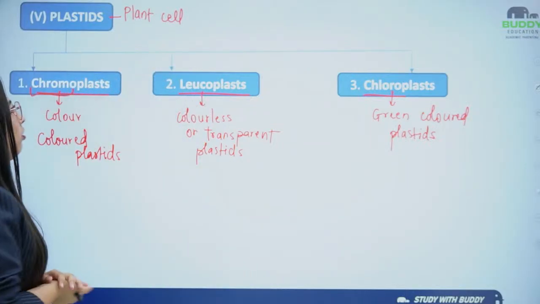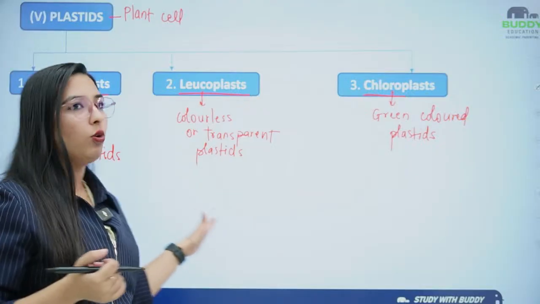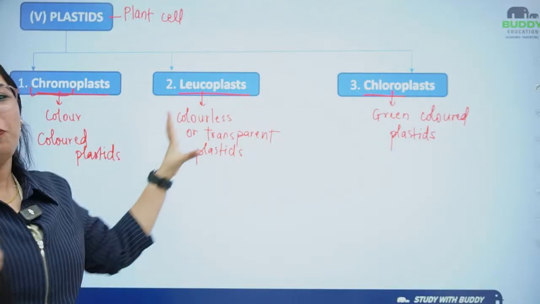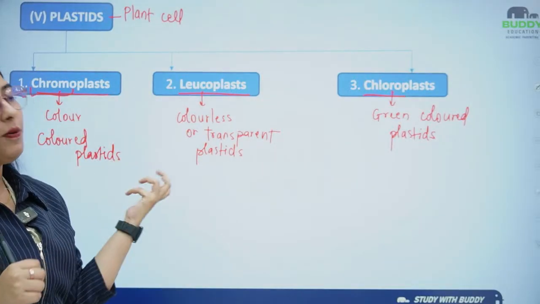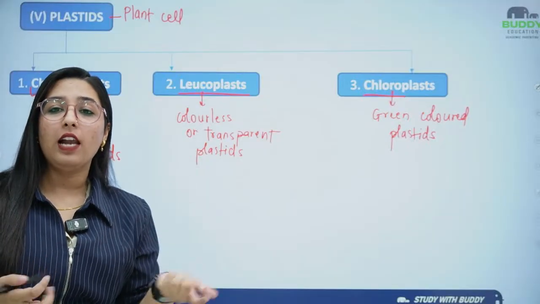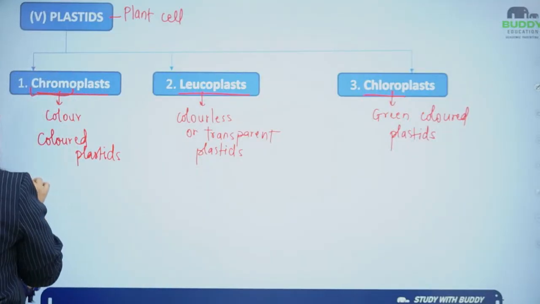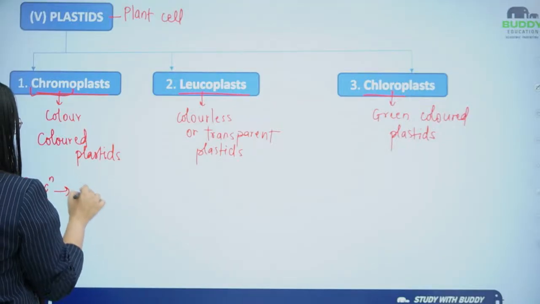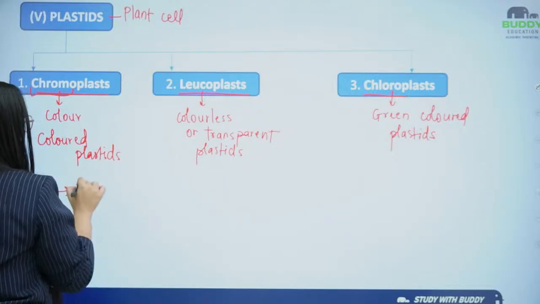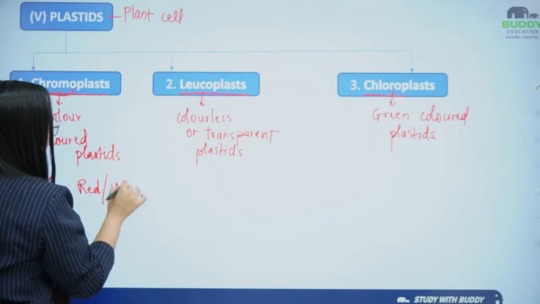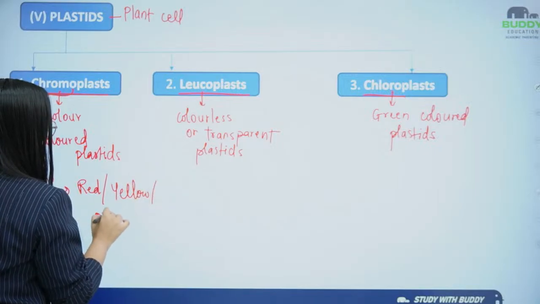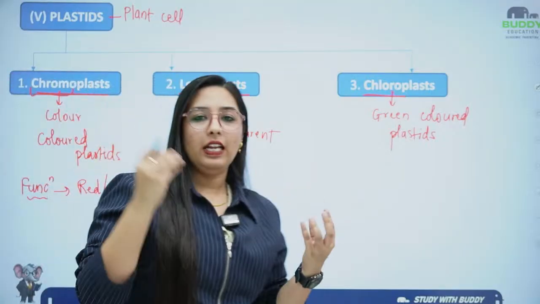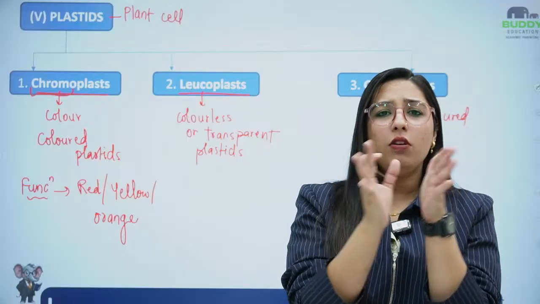So I was talking about chromoplast, leucoplast, and chloroplast. Chromoplasts are basically responsible for providing colors. So what colors is it responsible for? If I talk about the functions of chromoplasts, chromoplasts are responsible for providing color. And what kind of color? It will be red, yellow, or orange color. So chromoplasts are responsible for providing red, yellow, or orange shade to that particular plant part.